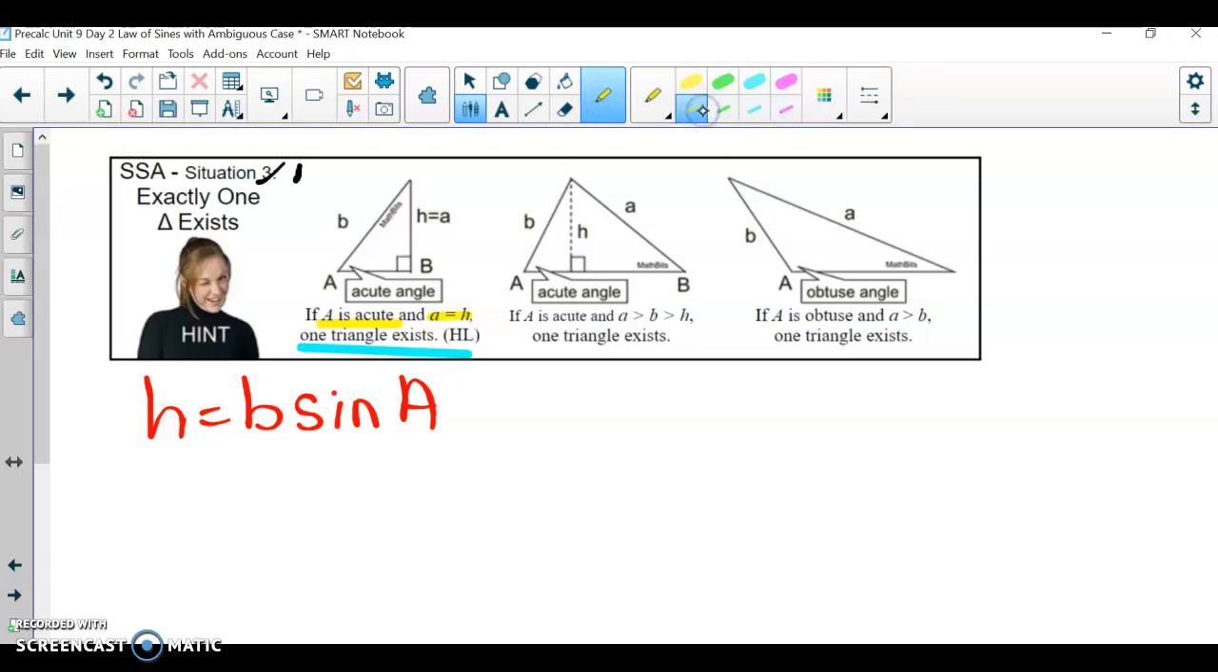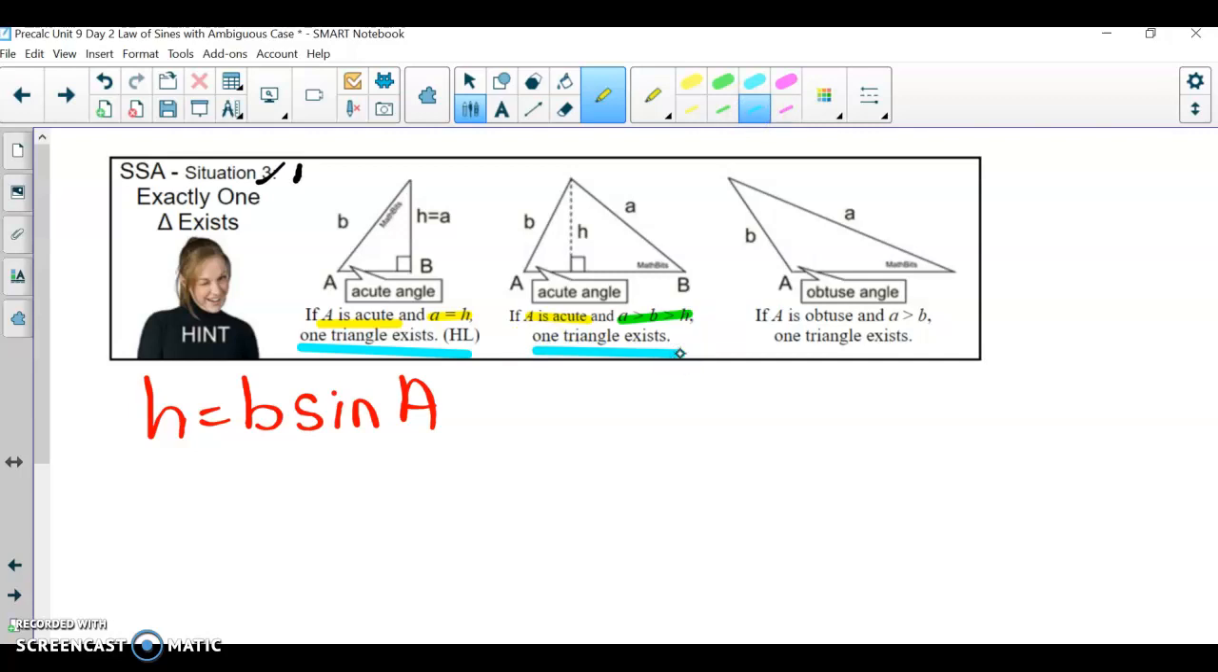Now, we still have the case of A being acute, but now we have that A is greater than B and B is greater than H. See the difference? So we need to make sure we have both A and B and that we're able to find H. Then we also have the case that one triangle exists.